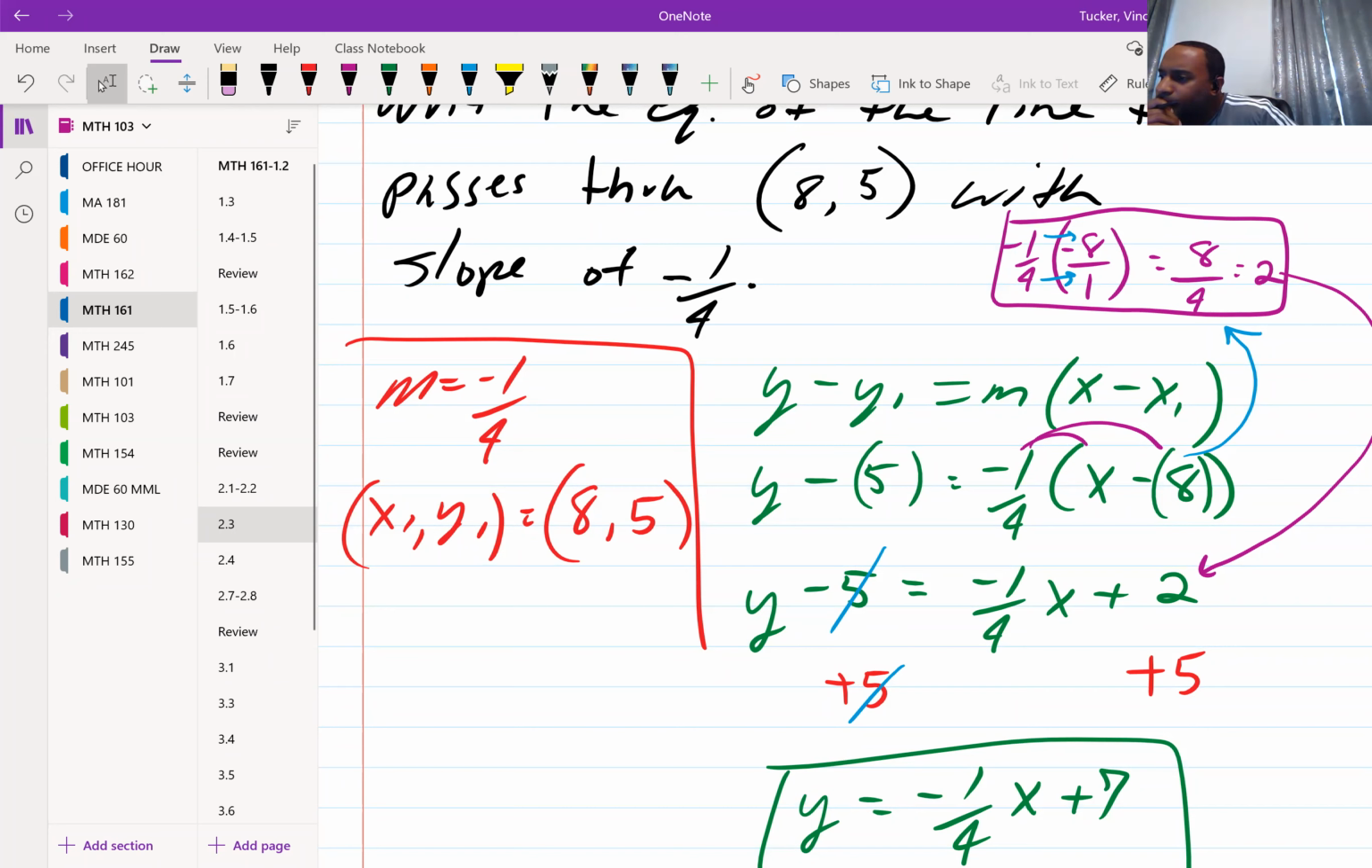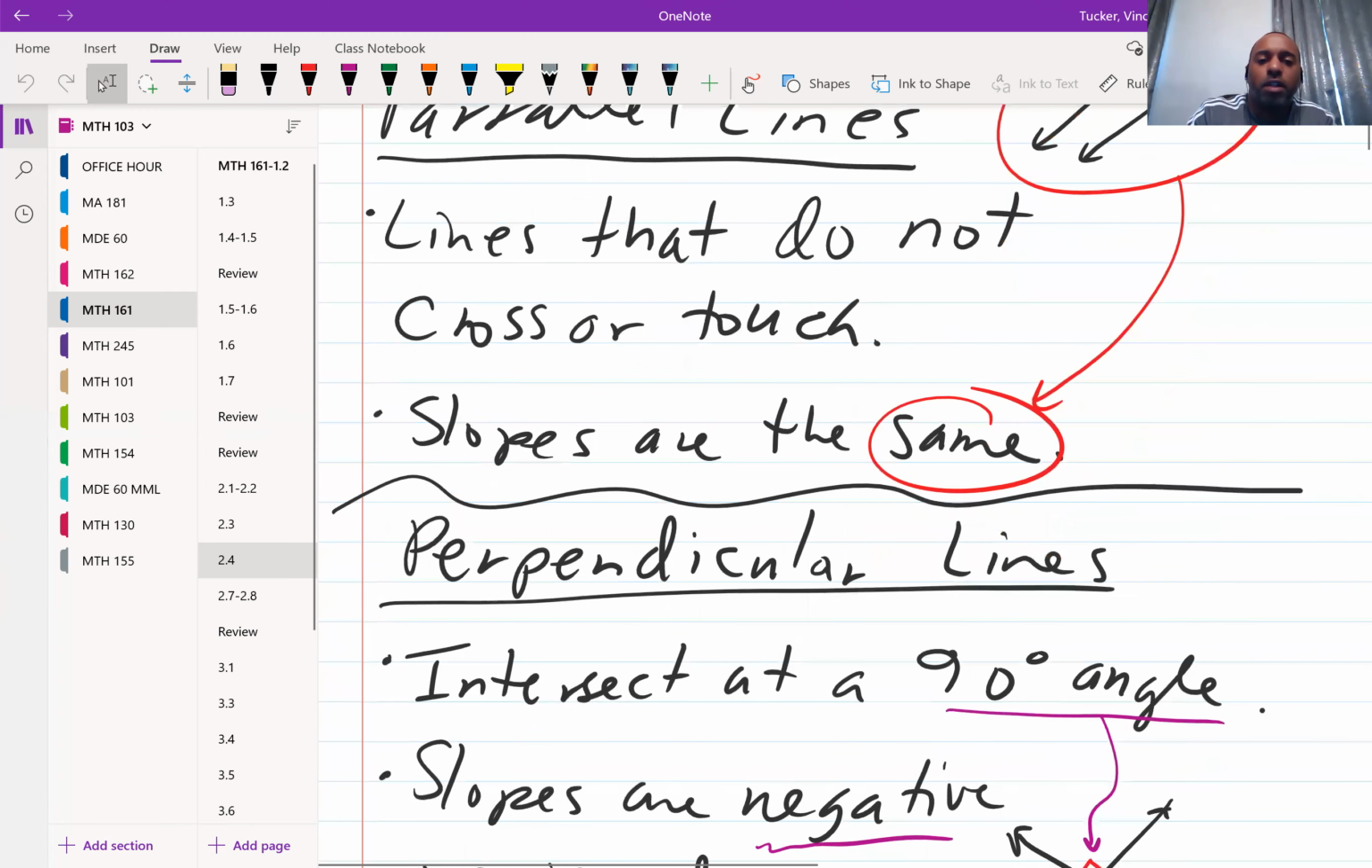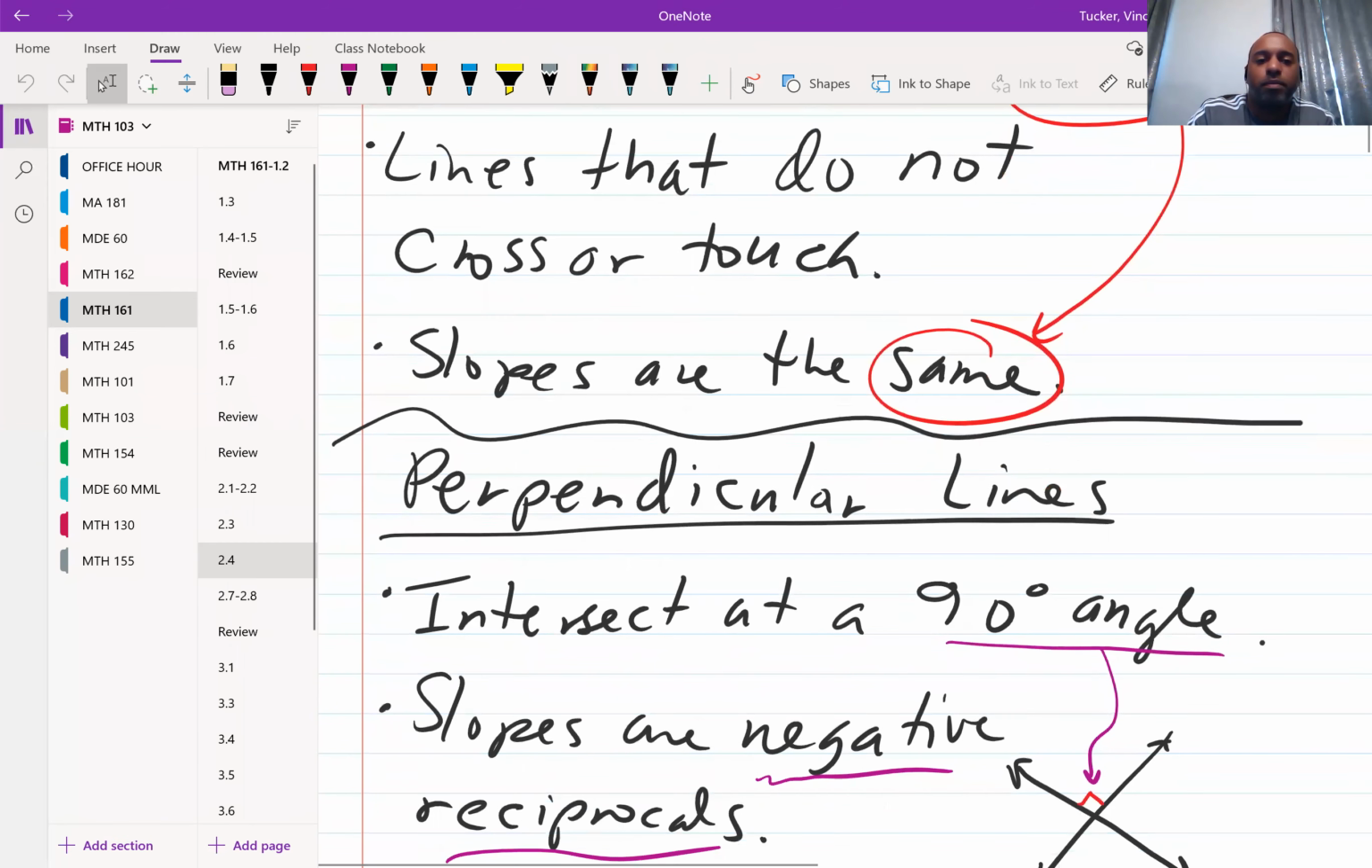All right. Perpendicular lines, the other set of lines that we'll talk about. They intersect at a 90-degree angle. And that means your slopes are going to be negative reciprocals of each other. So we'll talk about what that means in a second, just give you a chance to write it out.